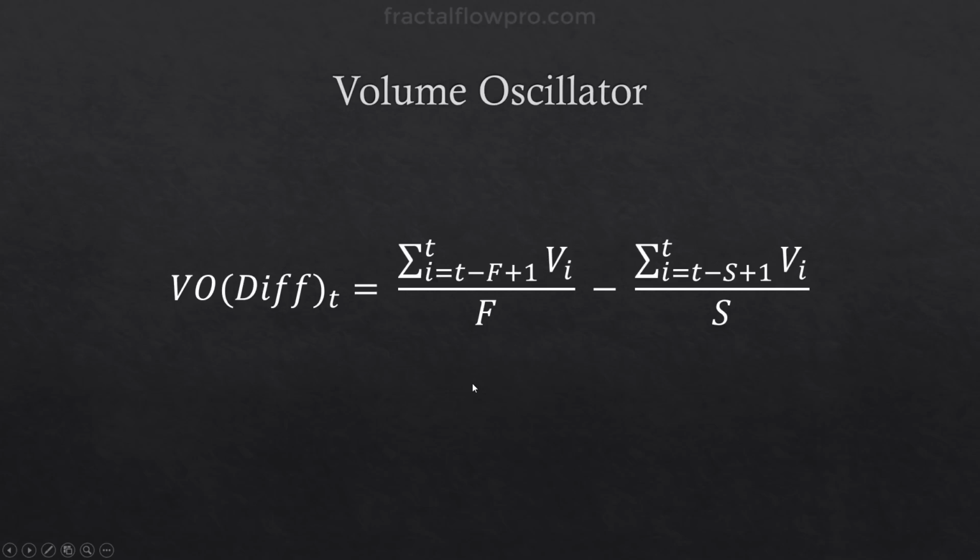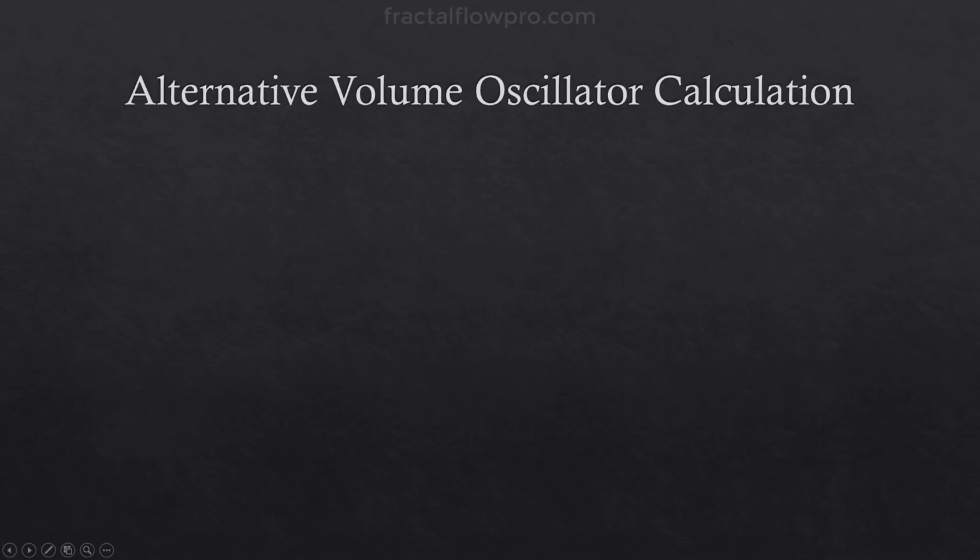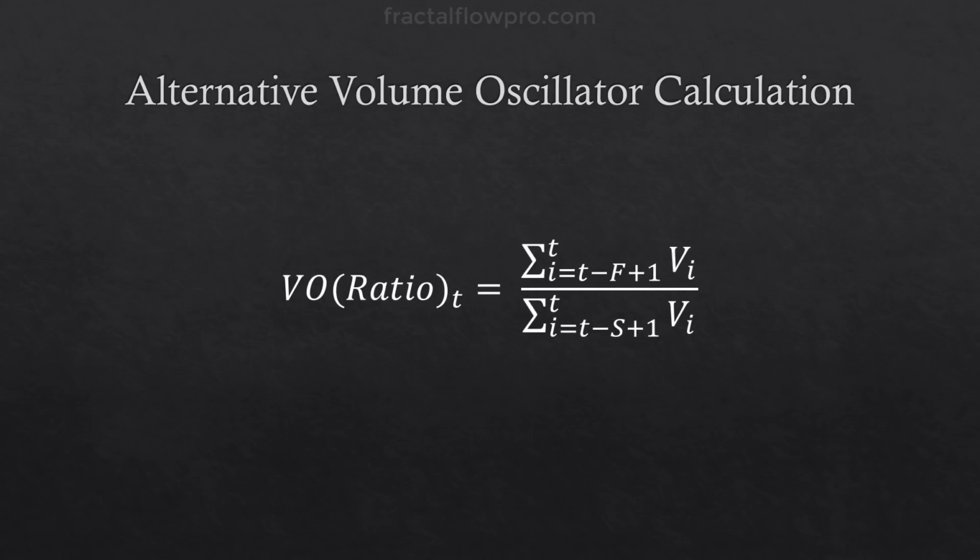Once we get the summation, we divide by the number of periods as we do in a simple moving average. The same process is repeated for the slow moving average. The final volume oscillator value comes from the difference between the two averages. There is an alternative calculation method for the volume oscillator, which instead of the difference between the moving averages, uses the ratio between them. The standard calculation uses the difference.